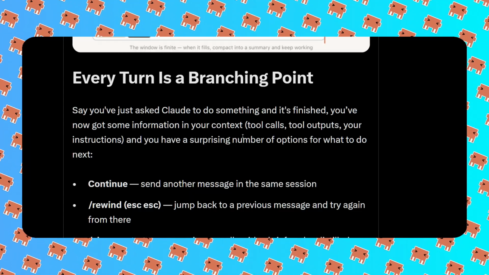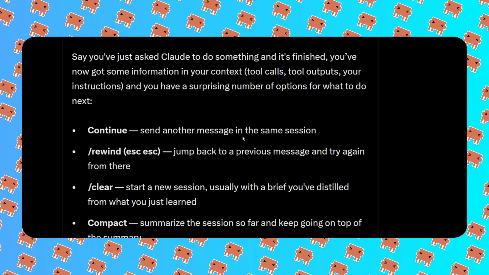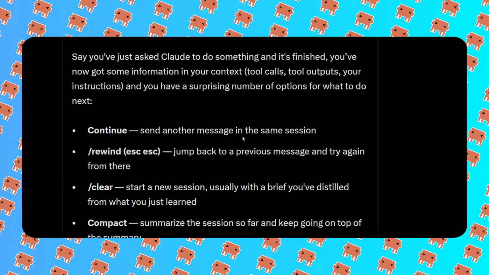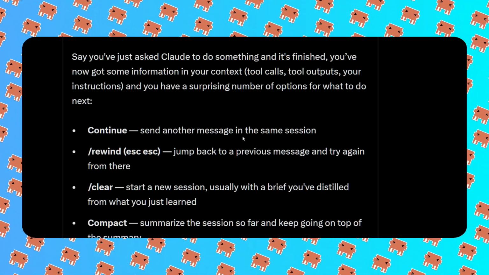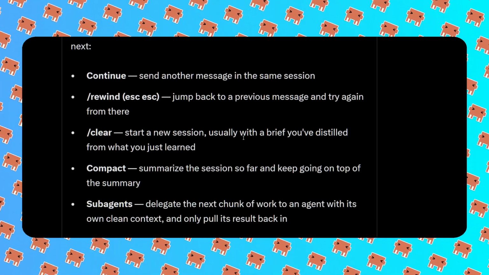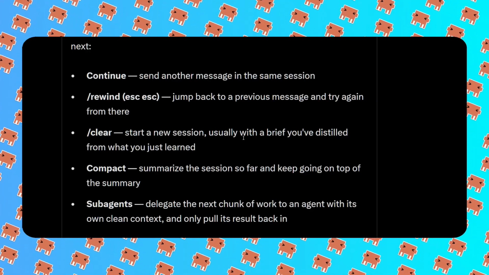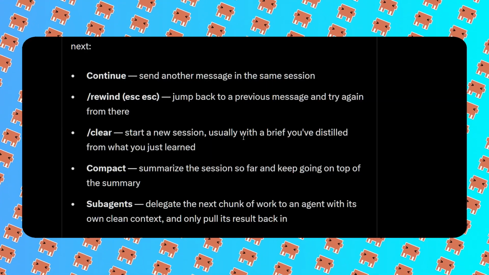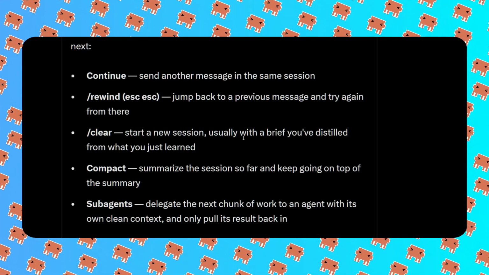Every turn is a branching point. Say you just ask Claude to do something and it's finished. You've now got some information in your context: tool calls, tool outputs, your instructions, etc. And you have a surprising number of options for what to do next. You can continue, sending another message in the same session, which pretty much everybody does. You can rewind by pressing escape twice. You can jump back to a previous message and try again from there, which is going to be very important.